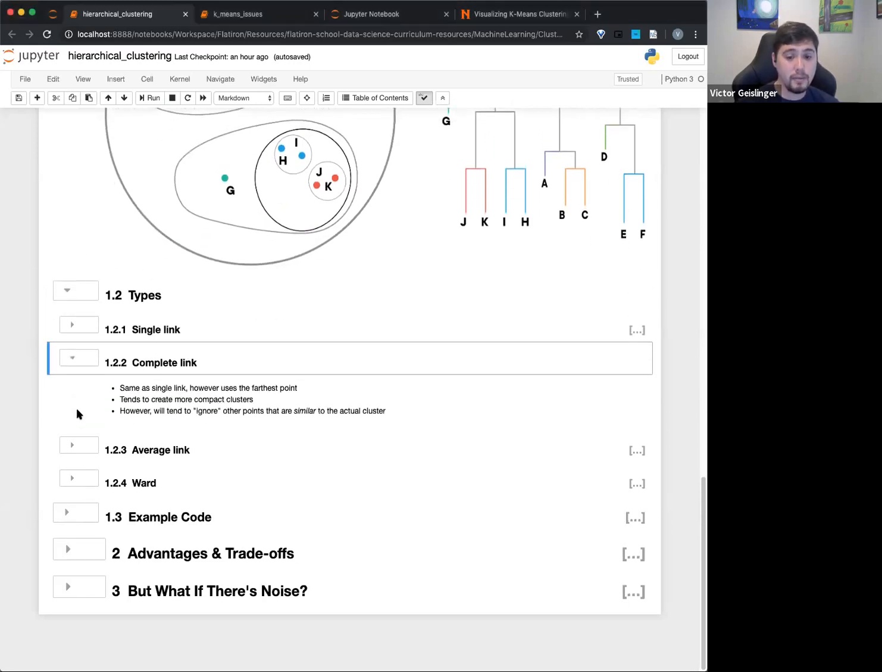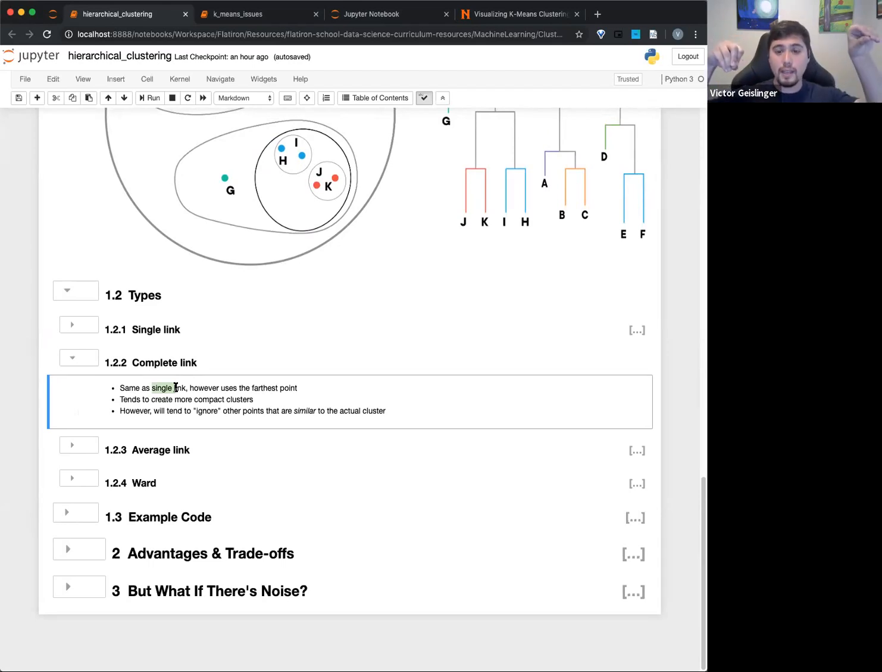So complete link is more rounded in this case. It's basically the same thing as single link, saying which is the closest point, except it says only compare the farthest points. So it says, all right, we have our different clusters, and it asks what is the farthest point from this cluster to this cluster, and then from this cluster to this cluster. We have the farthest points, so which of those distances is smallest?